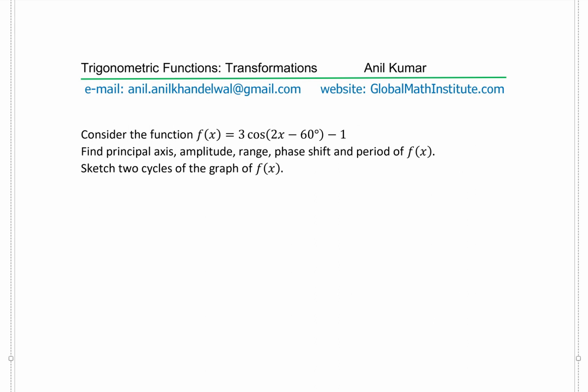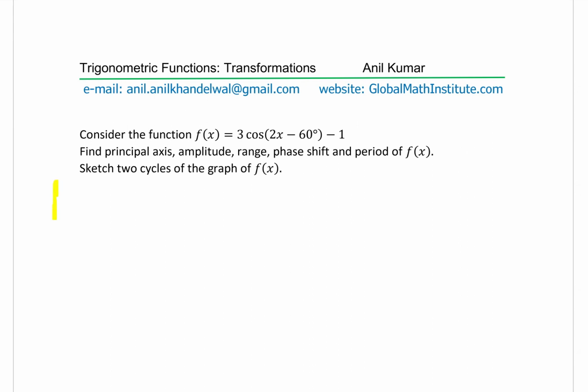Let's begin with the very first one, which is f of x equals 3 cos of 2x minus 60 degrees, minus 1. We need to find the principal axis, the amplitude, range, phase shift, and period of f of x, and we need to sketch the particular graph. So these are the two things which we need to do.